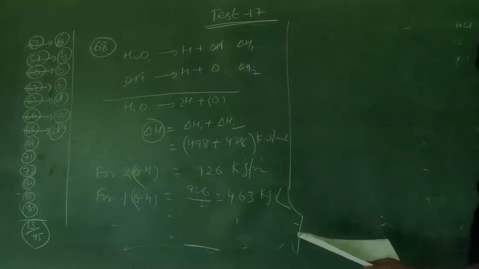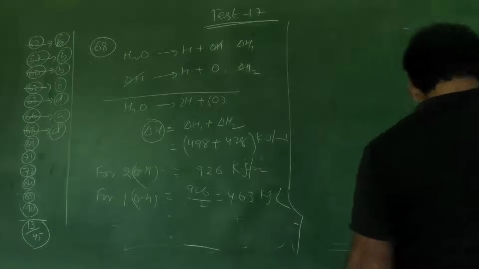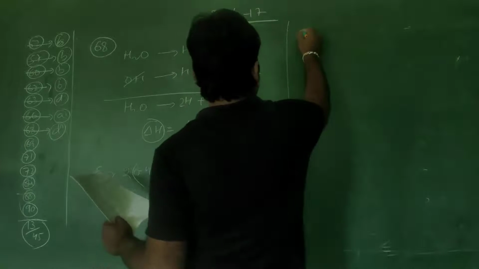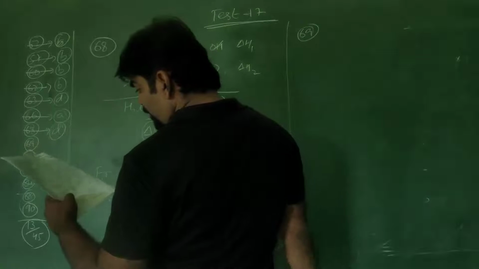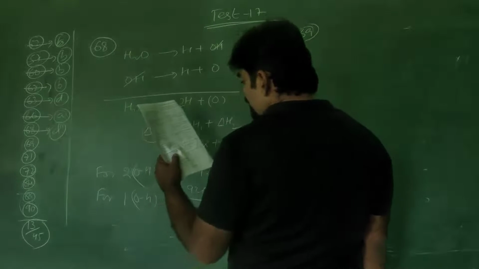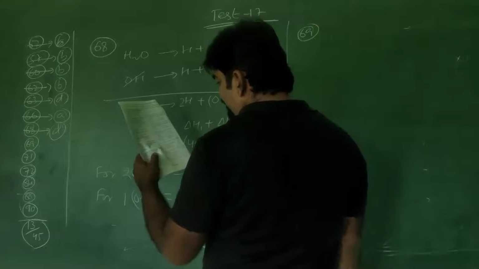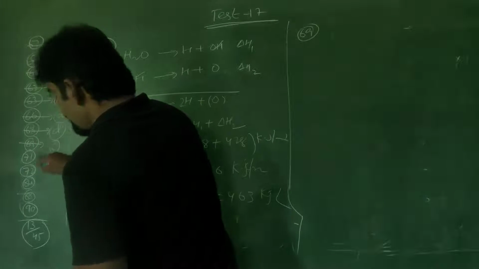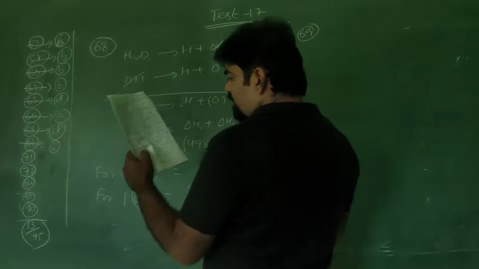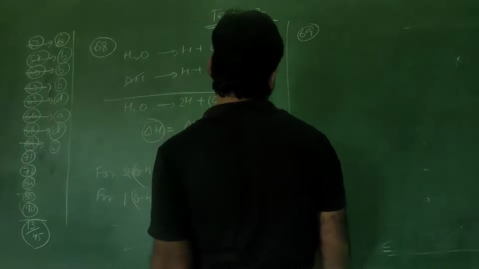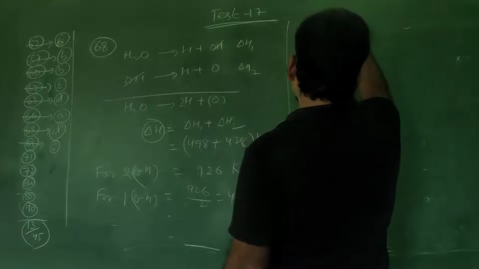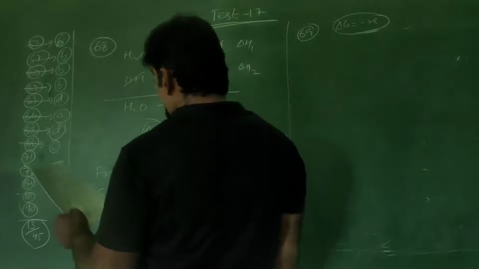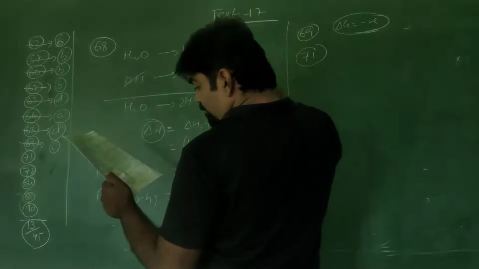Next is question number 69. Spontaneous change is one in which the system suffers a lowering in free energy. C is the answer. Spontaneous change is due to decrease in free energy, and decrease in free energy is the final criterion for spontaneity. Already we know that.